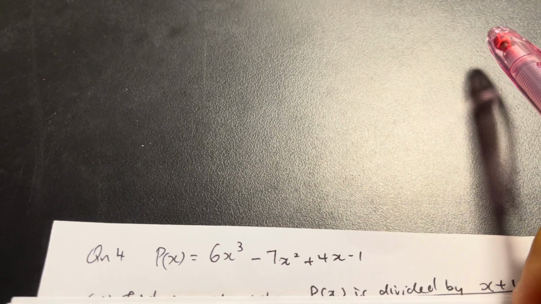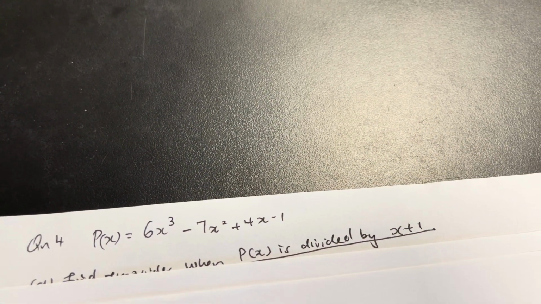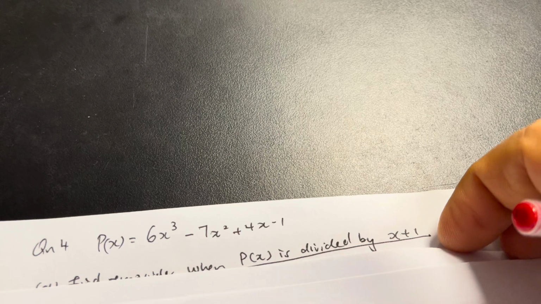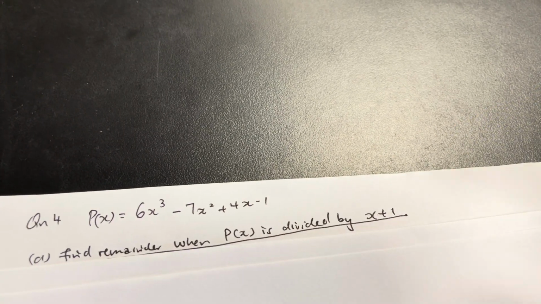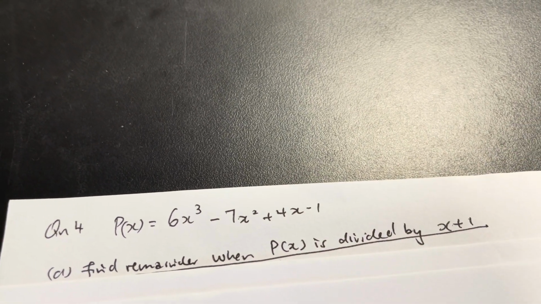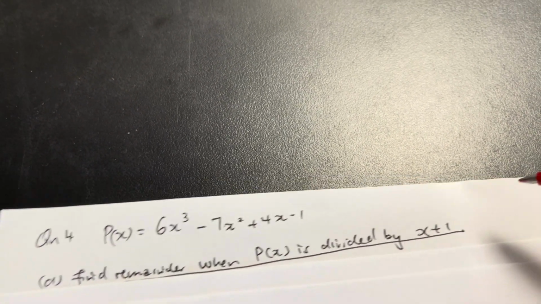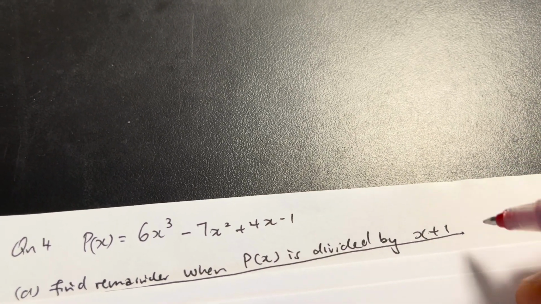You are given that p(x) is equal to this cubic, and you are asked to find the remainder when p(x) is divided by x plus 1. Now, to find the remainder when p(x) is divided by x plus 1, of course you can use long division, but that's very long and time consuming. So the faster way is to use the remainder theorem, which is very easy.